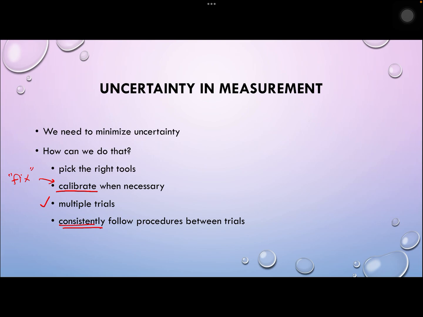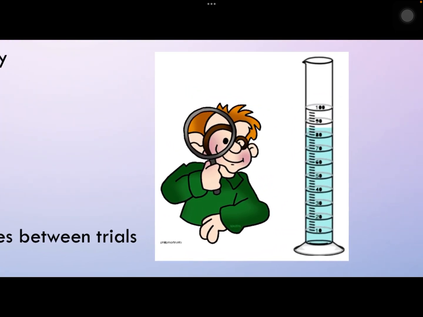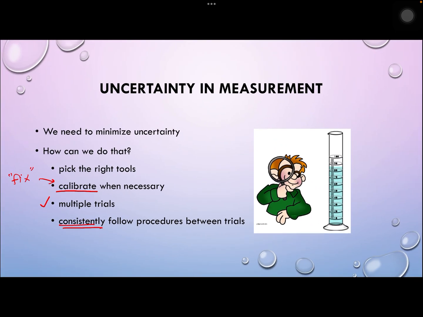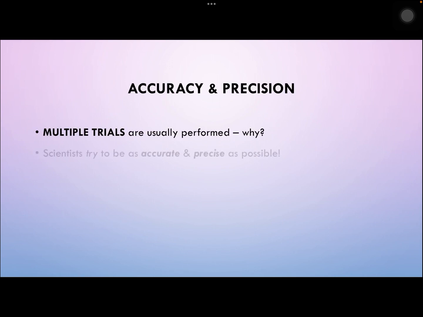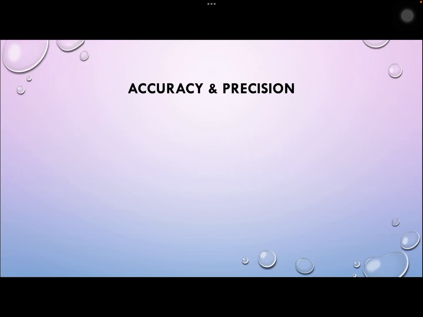Now, with the multiple trials aspect, oh look, that's the same picture that's on your outline. Look how cute. See, graduated cylinder, lots of lines on there to read. So when we are doing multiple trials, scientists do that to be as accurate and as precise as possible. The words accurate and precise don't mean exactly the same thing. We tend to use them interchangeably, but in science they do mean different things.